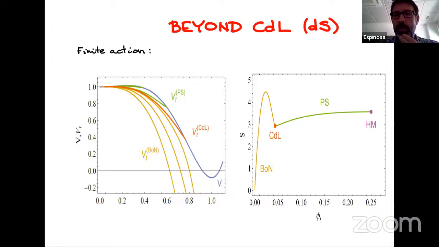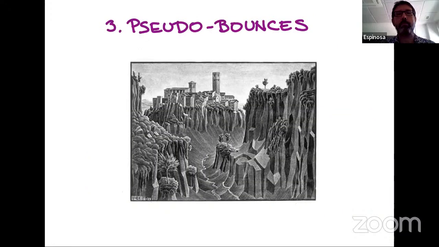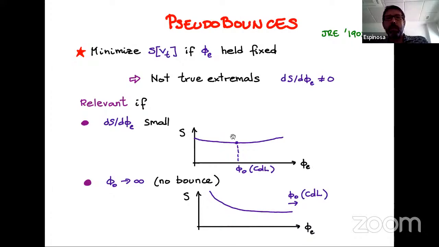So let me just explain what these pseudo-bounces are. These are solutions that minimize the action functional if you hold fixed the endpoint. This is not what you do when you are looking for Coleman-de Luccia, because when you look for Coleman-de Luccia, you look for the absolute minimum, and you have to leave this endpoint free, okay? But if you hold it fixed, then the solution that you will find for minimizing this action with this endpoint held fixed is going to be a pseudo-bounce.